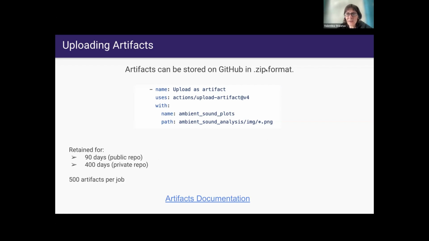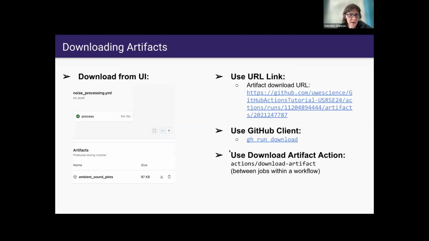And the bad thing is that the format is zipped, so you may have to unzip it after that. It's not ideal if you want to have your data in a very good format. It puts everything together, but it's okay. So where can you find your artifacts? Once you run a workflow, you can find an artifact section in the workflow monitoring section. And basically you can see ambient sound plots and you can click on it.